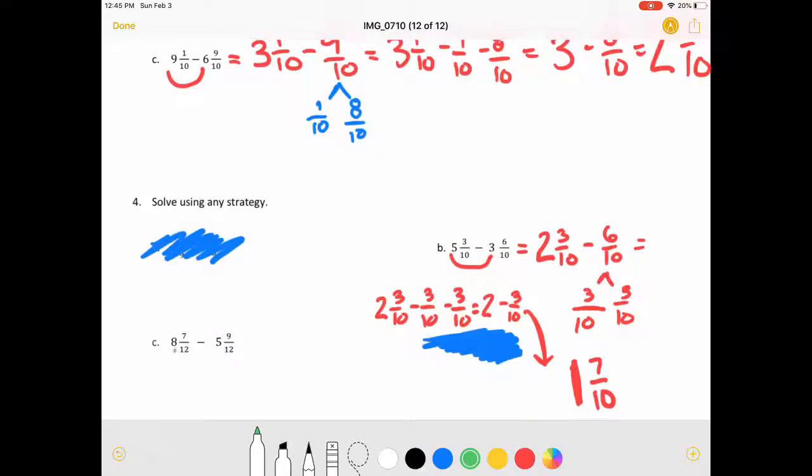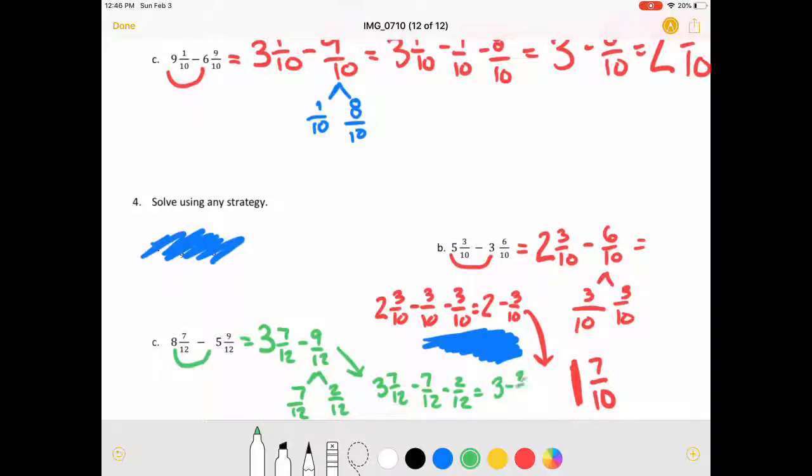Alright, and on this last one we have 8 and 7/12 minus 5 and 9/12. So I'm going to say 8 minus 5 is 3. Leave our fractions. Going to break down the 9/12 into 7/12 and 2/12. So I'll have 3 and 7/12 minus 7/12 minus 2/12. Those two 7/12 cancel out, so I'll have 3 minus 2/12, which will give me 2 and 10/12 left over.